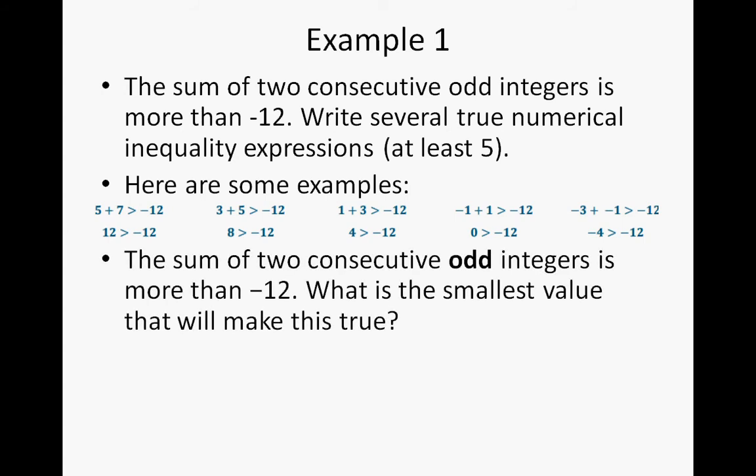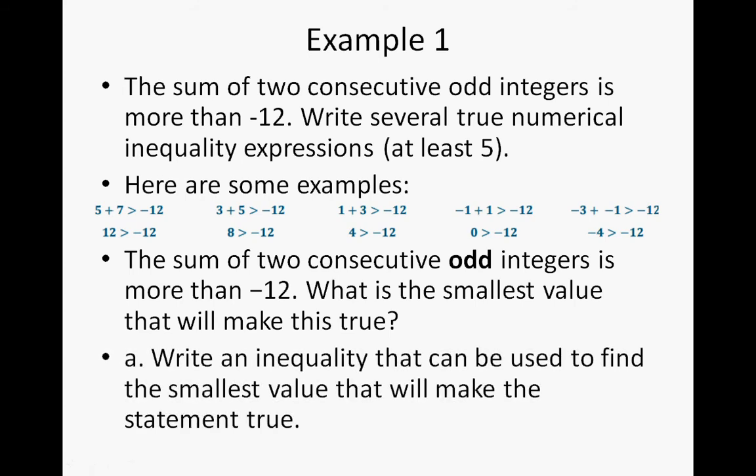So the sum of two consecutive odd integers is more than negative 12. What is the smallest value that will make this true? Well, for part A, we want to write an inequality that can be used to find the smallest value that will make the statement true.